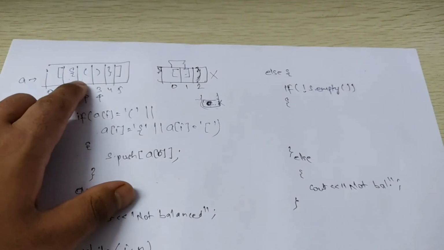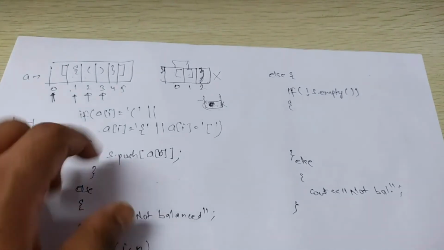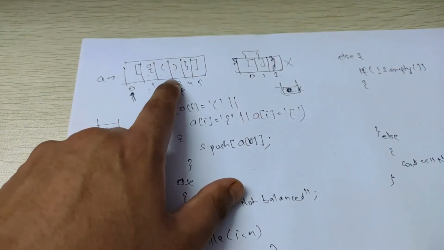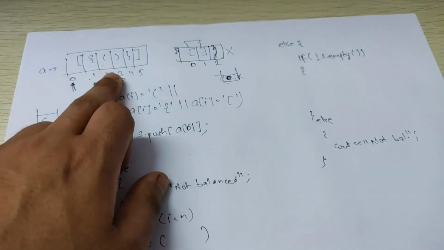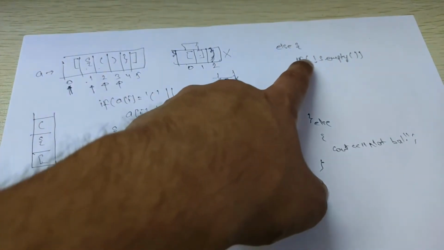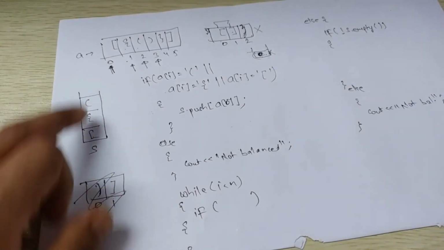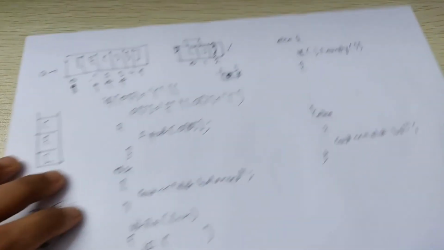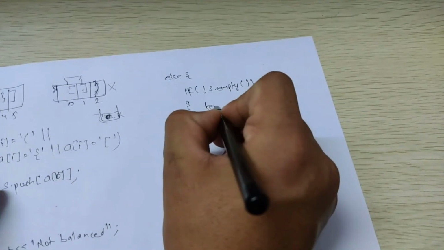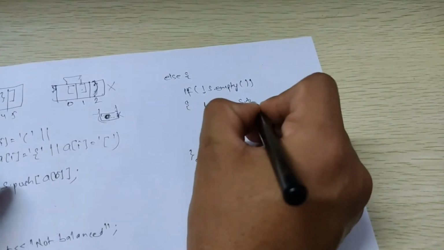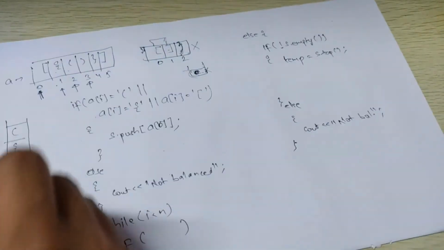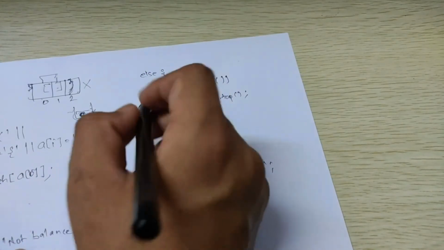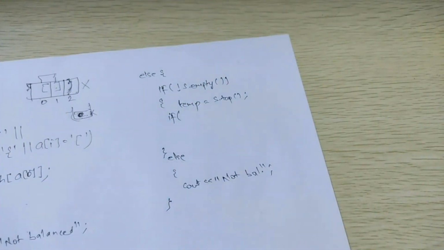So let's go back to our original expression. We have pushed all these 3 characters into our stack. Now you came to the closing parenthesis, and you first check that the stack is not empty, and you can see this stack is not empty. Then what you have to do, you have to take a temporary variable and take the top of the stack into that. So the top of the stack is our opening bracket, so this temp will hold this. Now you have to check a few conditions.